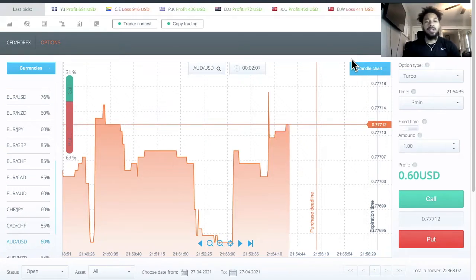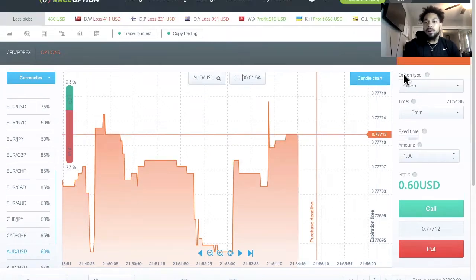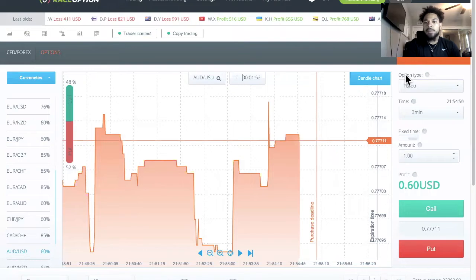So the screen that you're looking at right now is a broker account, and we're going to go through some of the features on this broker account. We're also going to play some demo trades so you get an idea what it looks like to actually enter a trade on here. So starting up here in the top right hand, we have our option type.